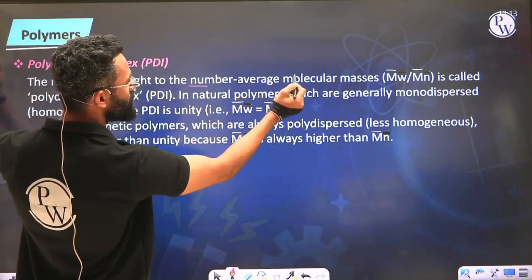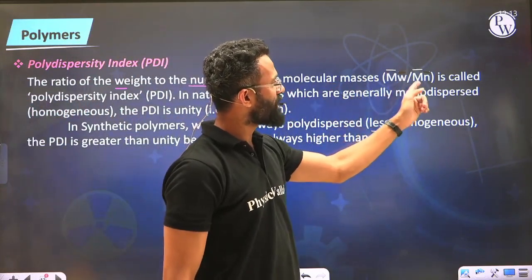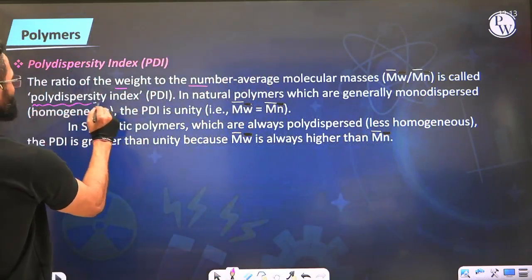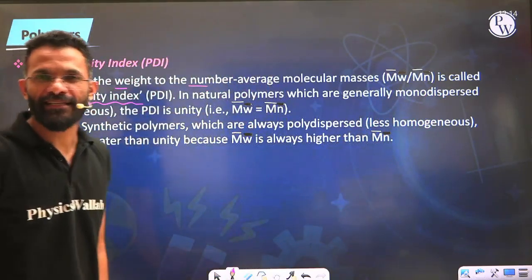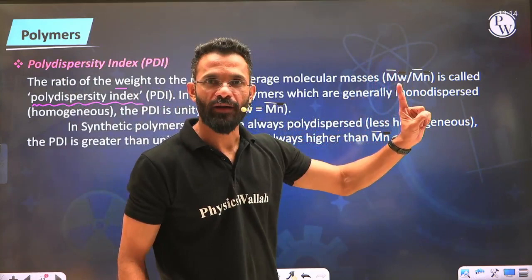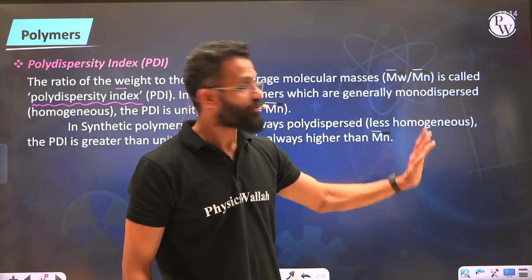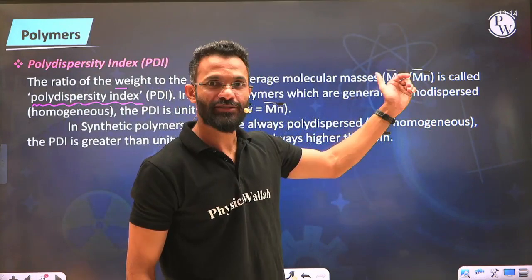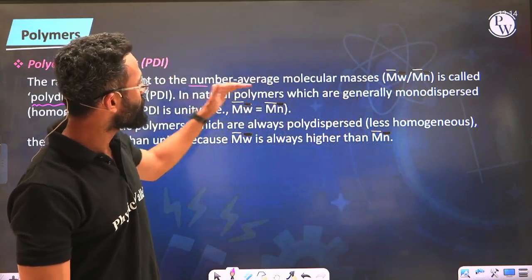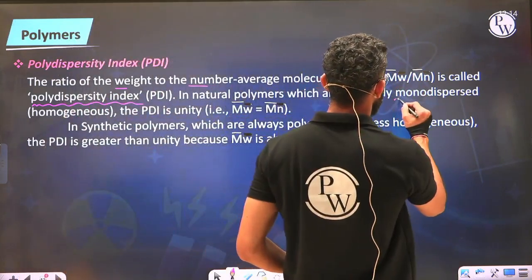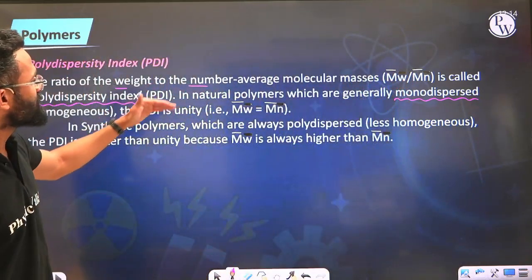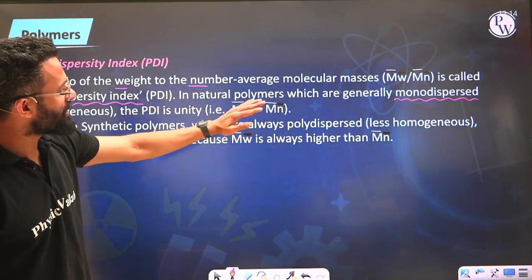So when you take these two, the ratio of weight average to number average molecular mass, that is M bar w to M bar n, is what you call the Polydispersity Index, that is PDI. So like I said, naturally occurring polymers are monodispersed. Monodispersed meaning what? When the ratio of these two becomes 1. When will the ratio become 1? When M bar w and M bar n are the same. So natural polymers are generally found to be monodispersed, meaning the PDI is unity, that is M bar w and M bar n are the same.